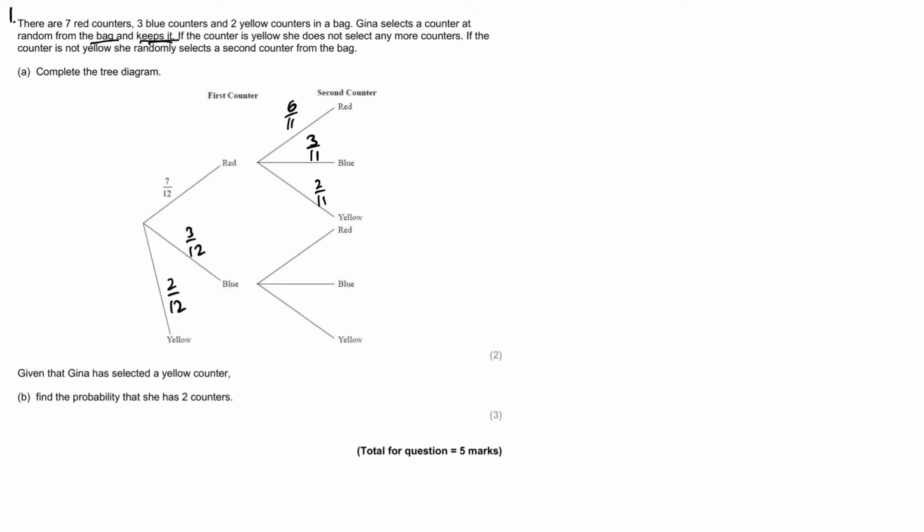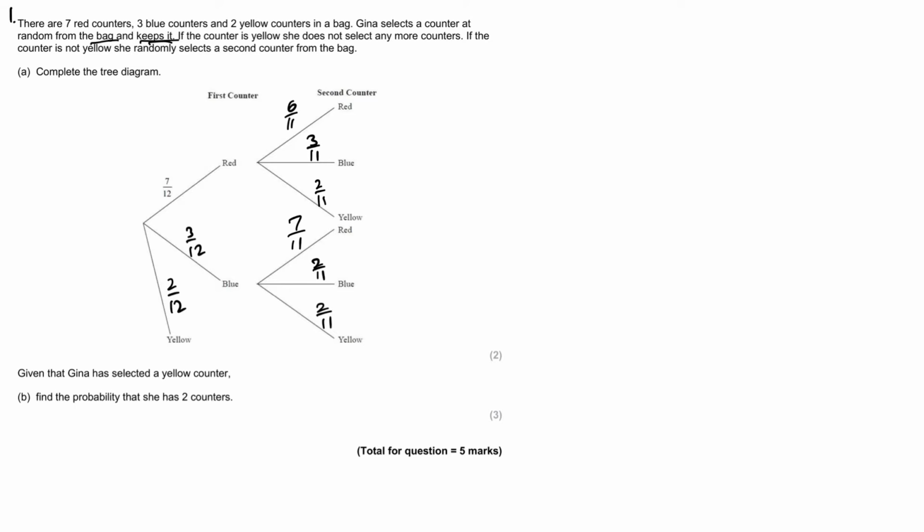Now, if I take a blue one, then I've got 7 reds left. I've only got 2 blue left, and I still have 2 yellow. So that is my 7, 9, 11, so it works. And that is then my tree diagram done.